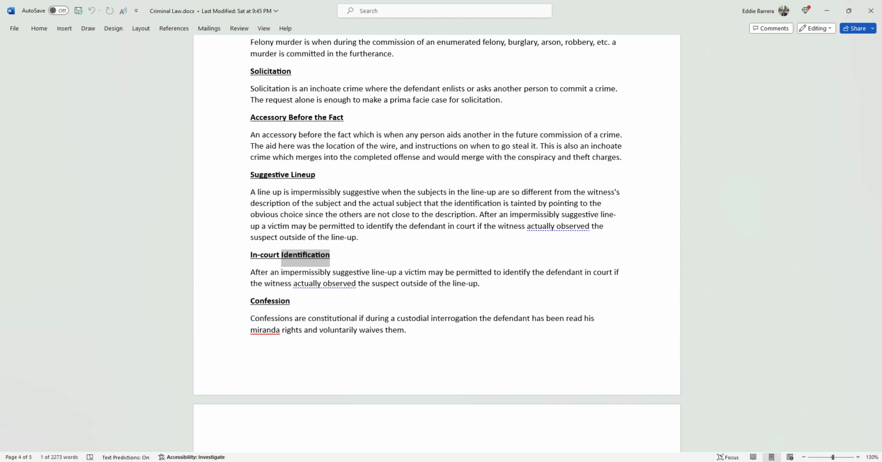In-court identification. After an impermissibly suggestive lineup, a victim may be permitted to identify the defendant in court if the witness actually observed the suspect outside of the lineup.